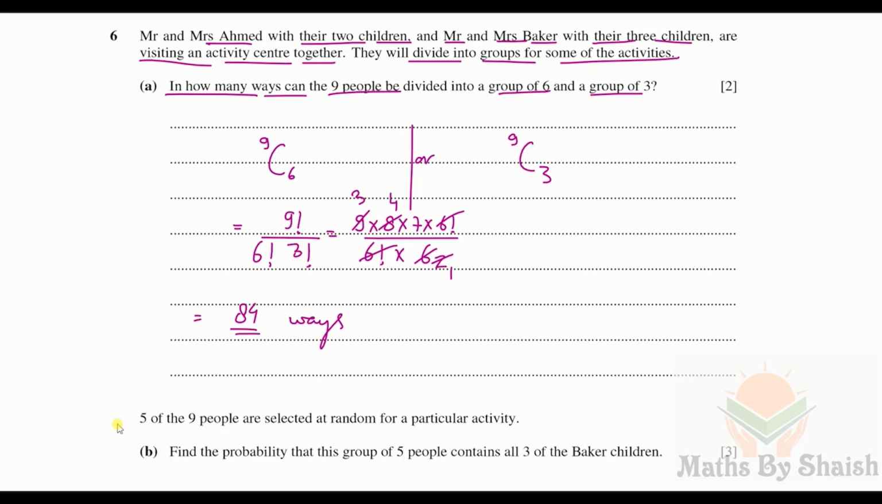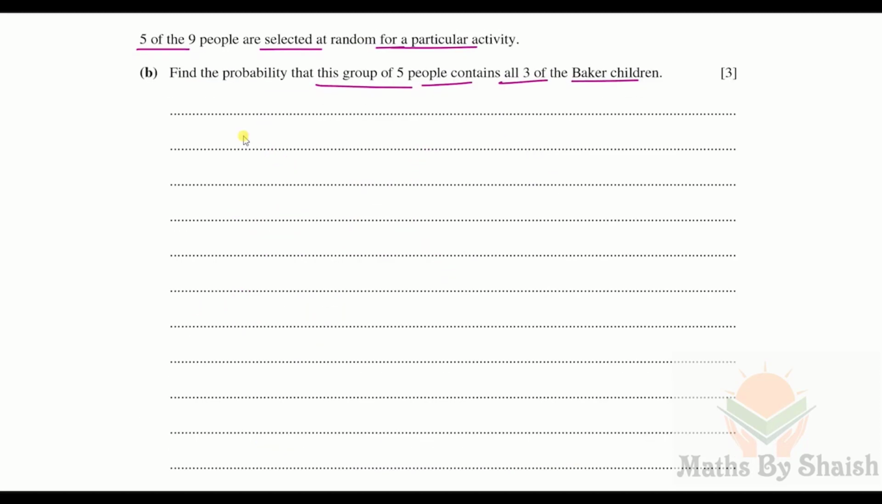5 of 9 people are selected at random for a particular activity. Find the probability that this group of 5 people contains all 3 of the Baker children. So let me scroll it up once. So for the 5 people, for the 5 selections, it is given that all the 3 children of Baker should be there. So it means there is only one way to choose them, because it's a 3C3, because there were 3 and we have all 3 of them to choose.